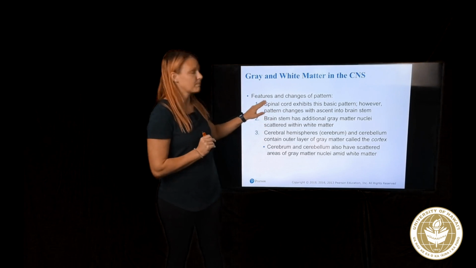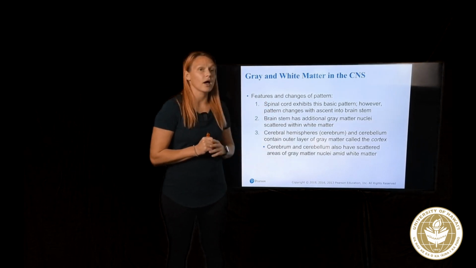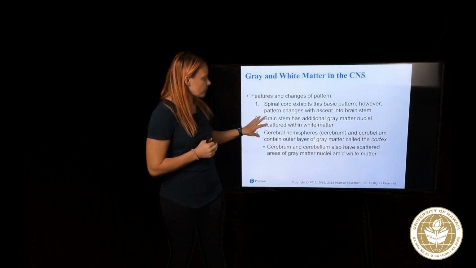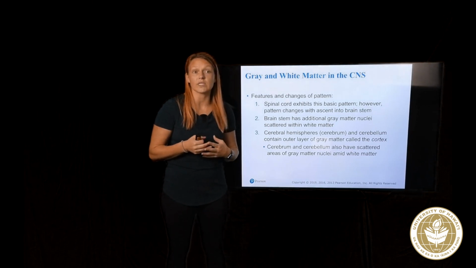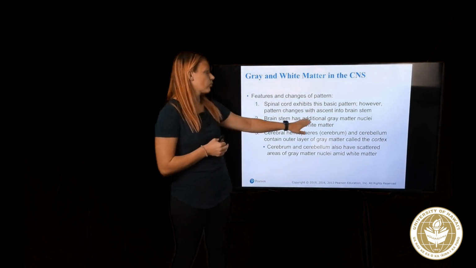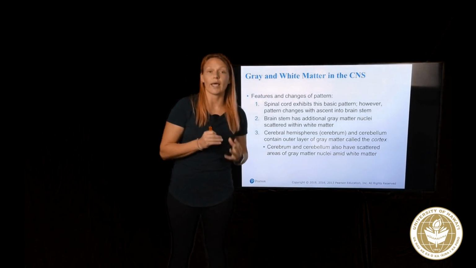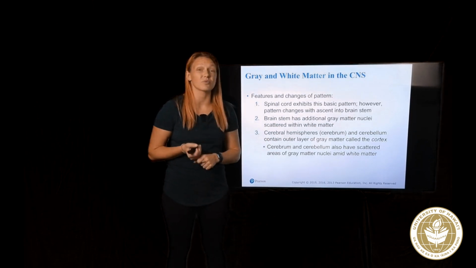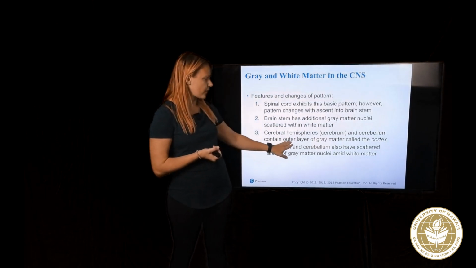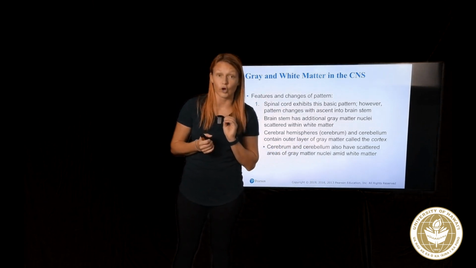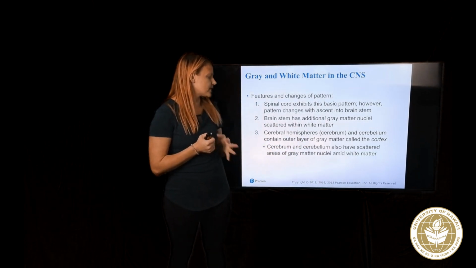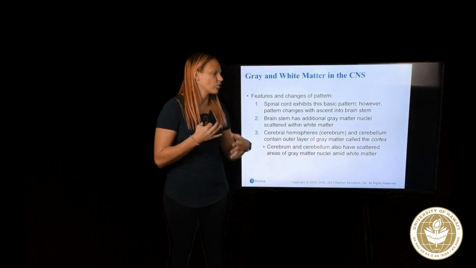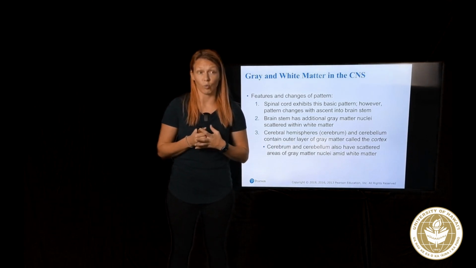So spinal cord, basic pattern, right? Where we have the gray matter inside, white matter outside. Then we have the brainstem. What we see with the brainstem is that we're going to have some additional gray matter nuclei scattered throughout the white matter, and I'll show you that on the next picture. Then the cerebral hemispheres, so that's going to be the cerebrum and the cerebellum, they're going to have an outer layer of gray matter called the cortex. And the cerebrum and the cerebellum, just like the brainstem, are also going to have different areas of gray matter scattered around the white matter.